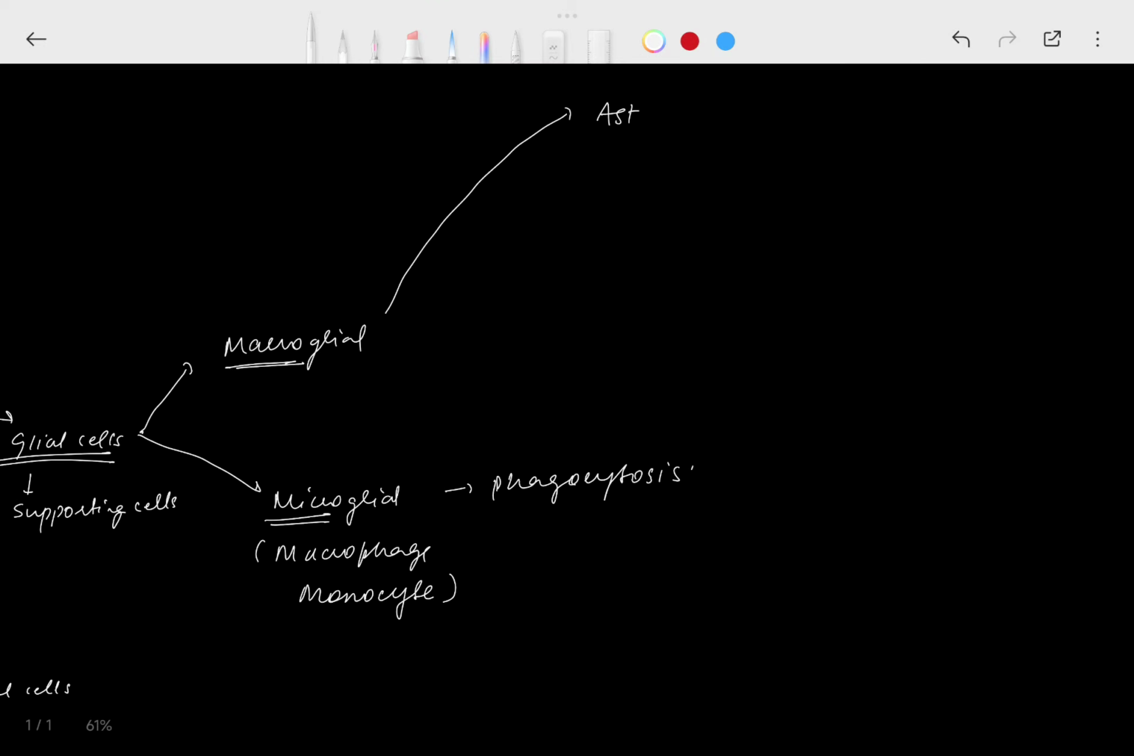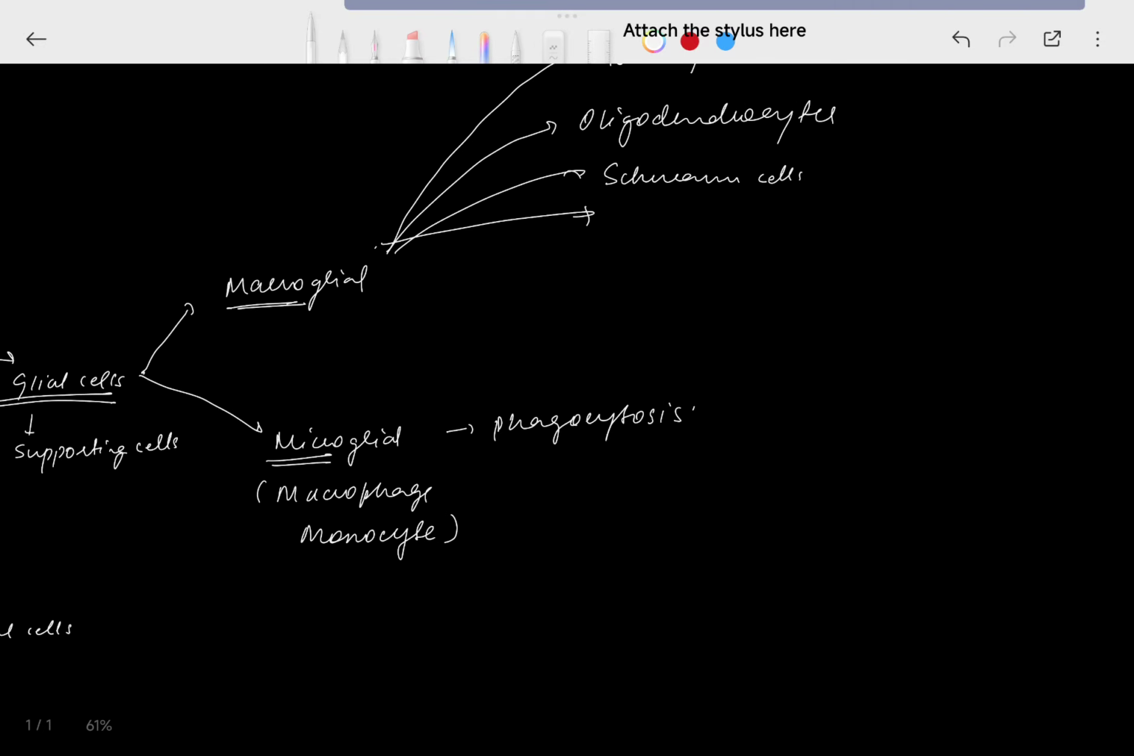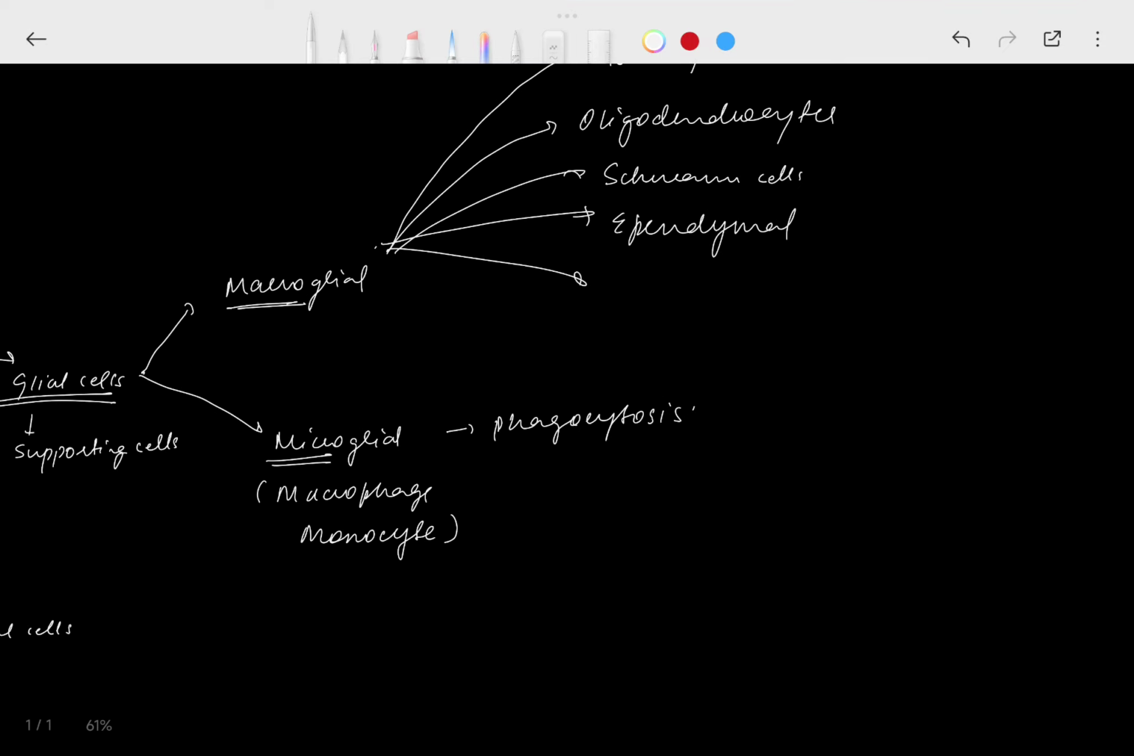Among macroglial cells we have many more. One is astrocytes, which are star-shaped, then oligodendrocytes, Schwann cells, ependymal cells, and satellite cells.